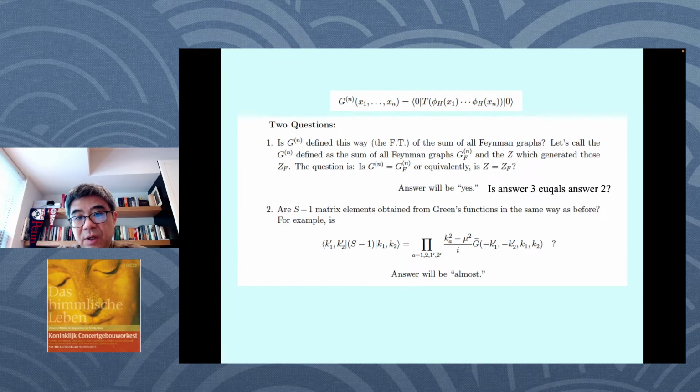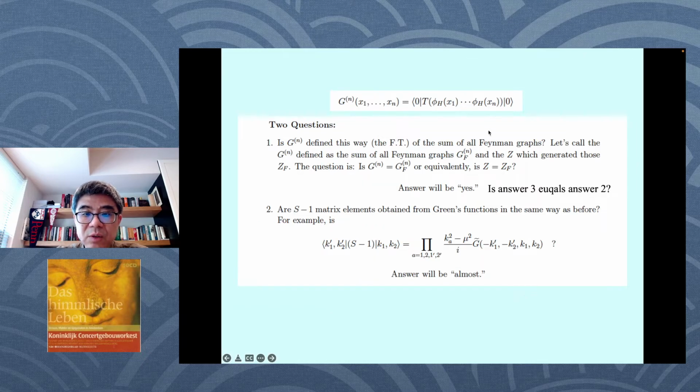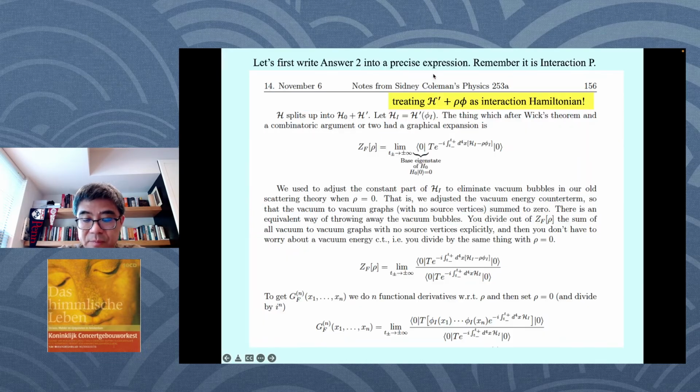Now obviously this definition is answer 3. The key question Coleman pointed out in this reformulation is whether answer 3 equals answer 2. Remember, answer 2 is the Green function defined as a series of Feynman diagrams, and it's calculable. So if answer 3 is equal to answer 2, then we have a tool to calculate these abstract objects, the Green functions.